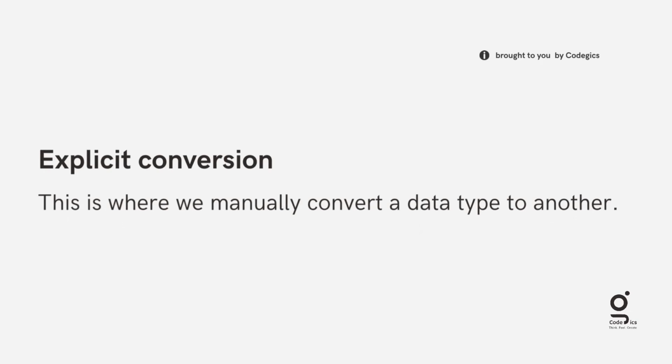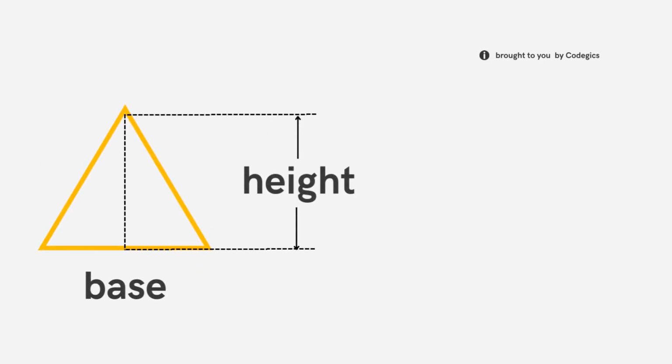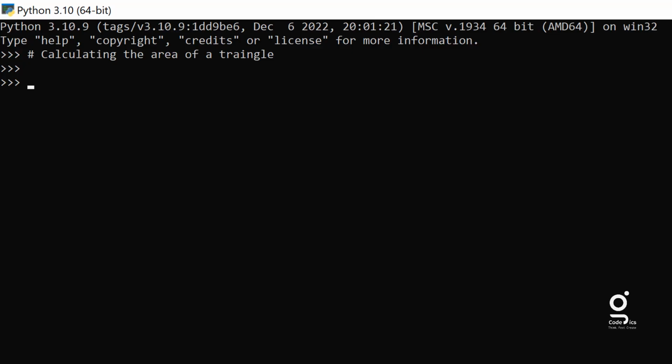Let's try another example. Let's say we want to calculate the area of a triangle, which is written as area equals half times base times height. Now let's show this in Python. Let's define the base, height, and area variables. Alright, things are getting a little bit more complex. So let's take a moment to unpack this to make sure everything makes sense.